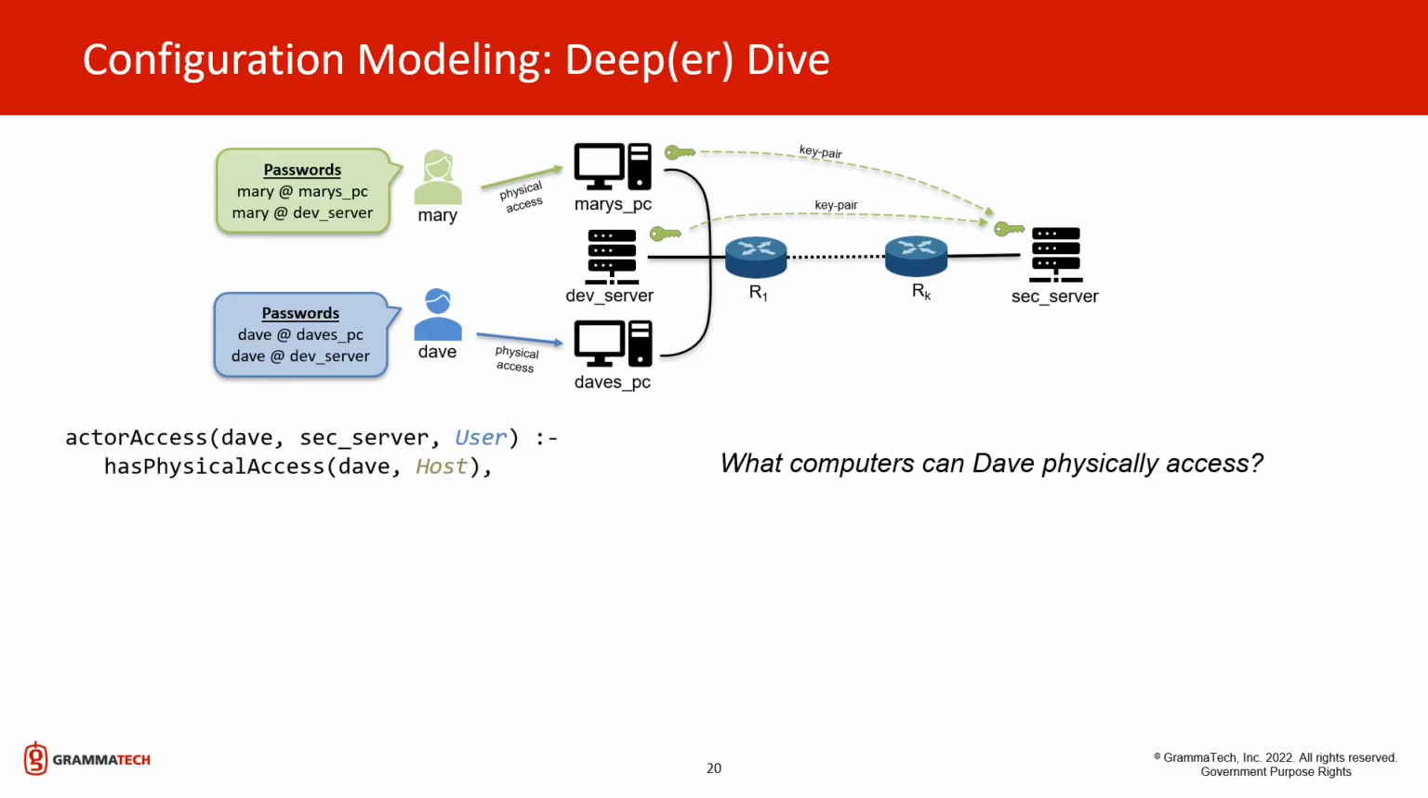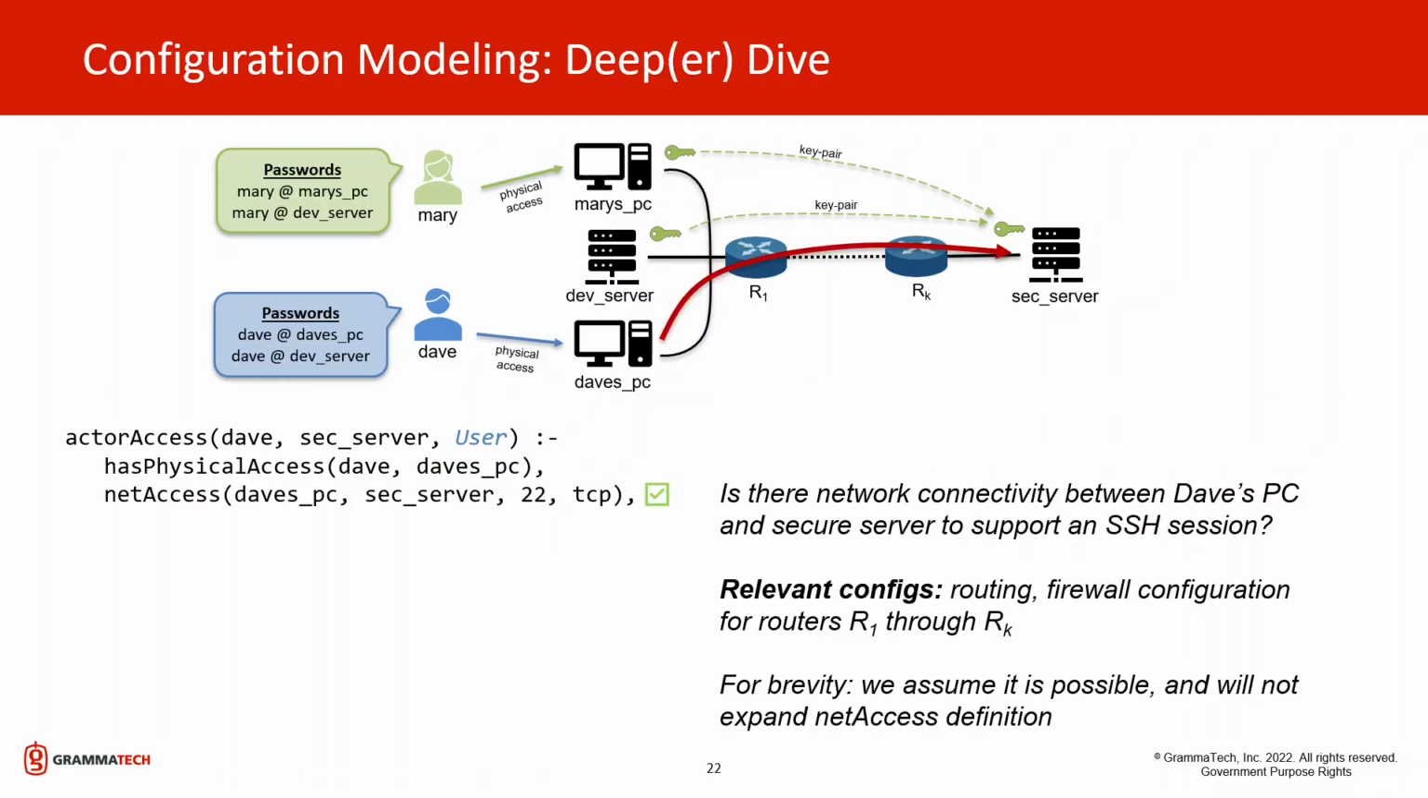The first step in evaluating the actor access predicate is to establish what devices the actor can physically access. In this case, this is derived trivially from the actor setup. Next step is checking network connectivity. Is there a network route from Dave's PC to the secure server that can be used to establish an SSH connection? The net access predicate captures the underlying network configuration, such as routing and firewall access control lists.